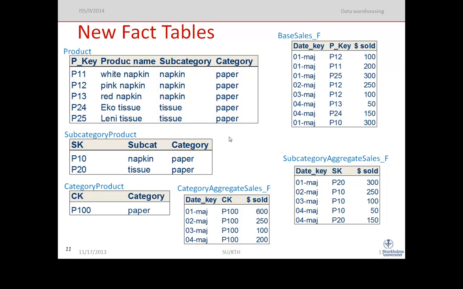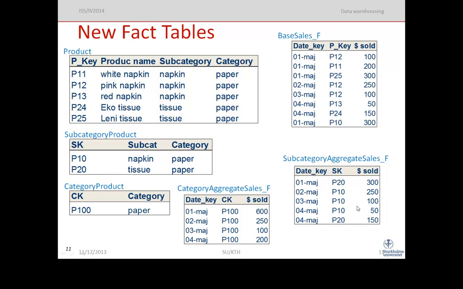So this is an example of how the new fact tables will actually look. This is the product dimension. This is a subcategory product, and this is a category product. And then we will have a base sales fact table for the product dimension. We will have a subcategory aggregate sales fact table for the subcategory product.